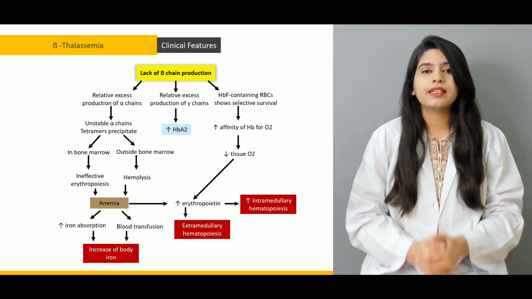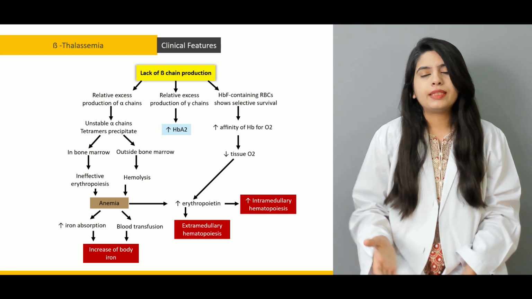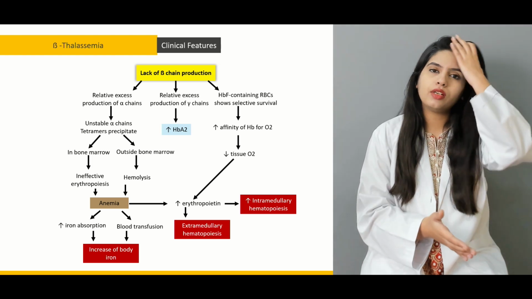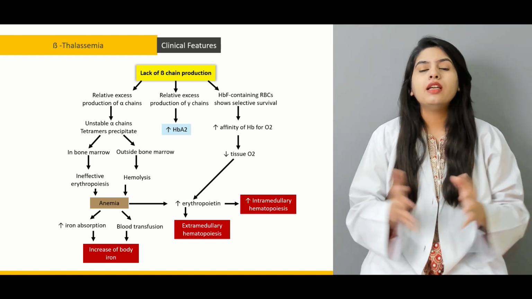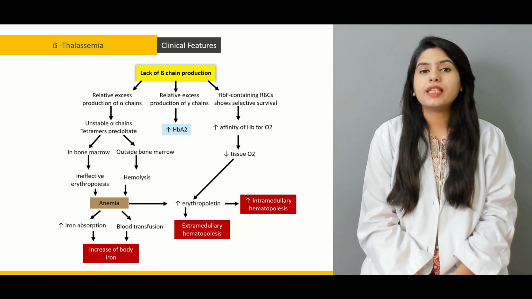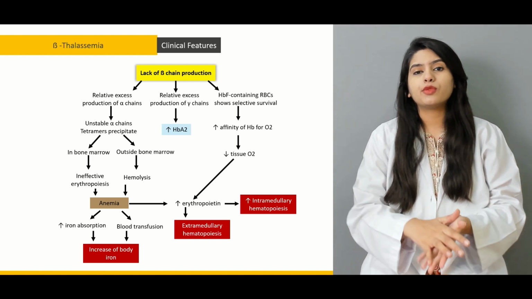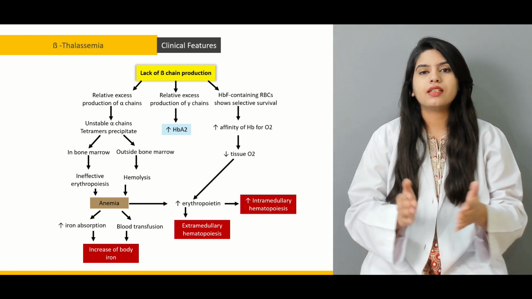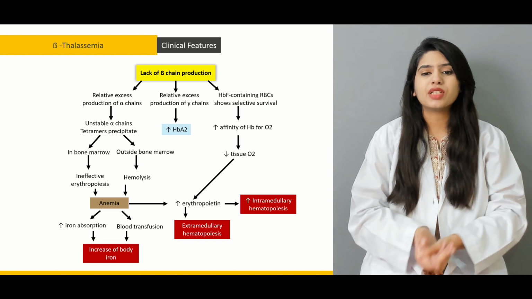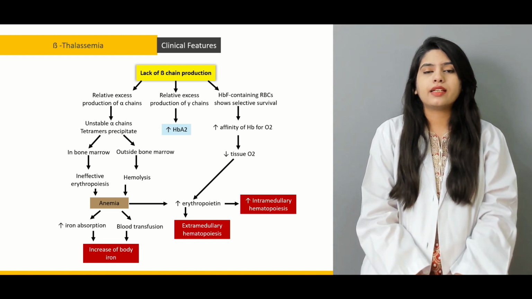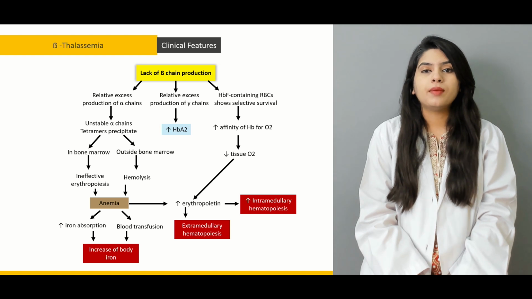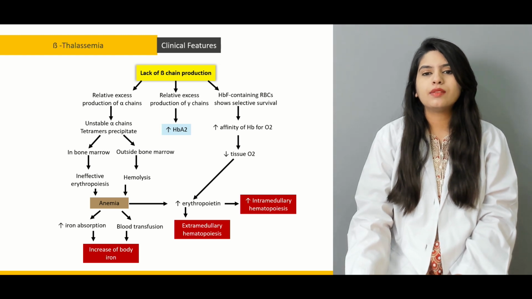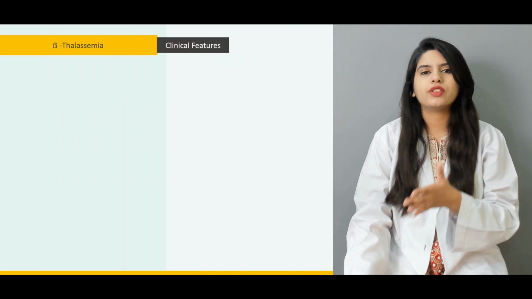Telling you more about this, there are two types of thalassemia. Beta thalassemia can be homozygous, or it can be heterozygous. The homozygous type of beta thalassemia is more severe as compared to the heterozygous beta thalassemia. Heterozygous beta thalassemia is less severe and causes minor symptoms as compared to the homozygous form, and it is also called thalassemia minor. Now, what is beta thalassemia major and minor?